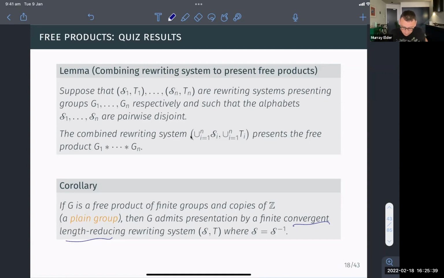So therefore, if I want to tell you about a plane group, it would suffice to give you a finite convergent length reducing rewriting system. Is that true? Yeah, if I say, I promise that this is a plane group and here is a finite convergent length reducing rewriting system for it. Okay, because notice it's not an if and only if statement here. It's just a one way.